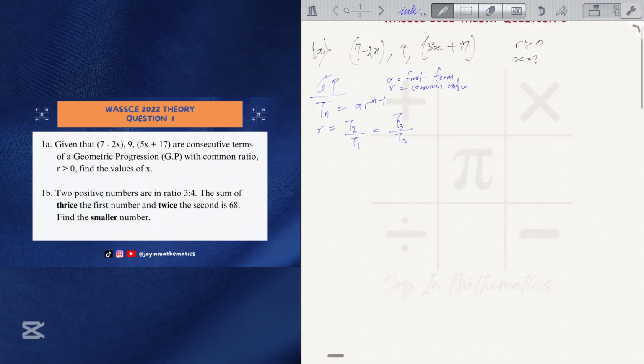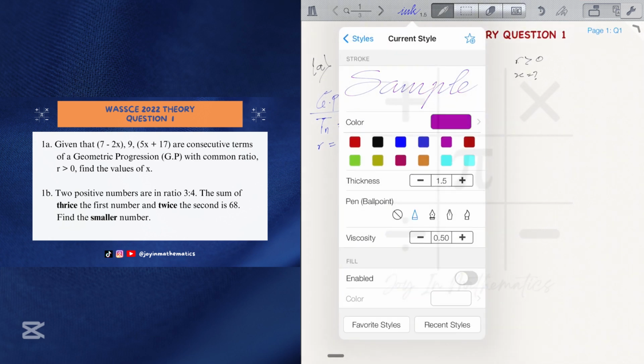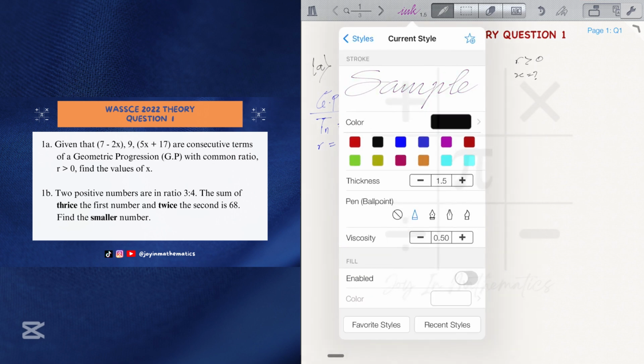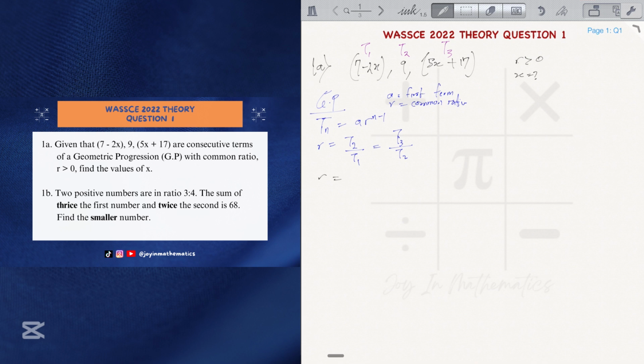In view of that, we can find the value of x when we use the relation between the first term and the second term, and the third term and the second term. We understand that this is the first term, this is the second term, and this is the third term, because the question says they are consecutive terms. So r is equal to T2 divided by T1, which is 9 divided by 7 minus 2x, and is equal to T3 divided by T2, that's 5x plus 17 divided by 9.